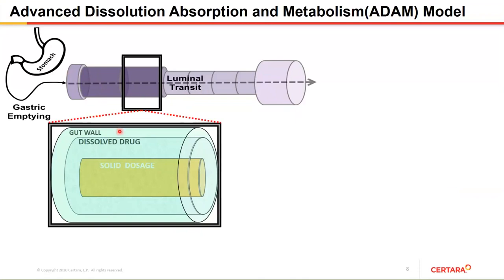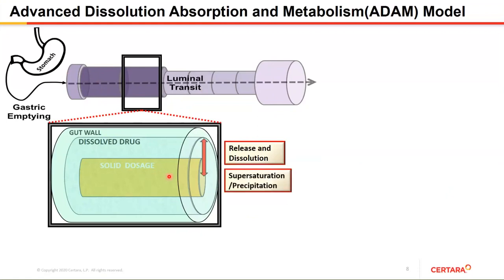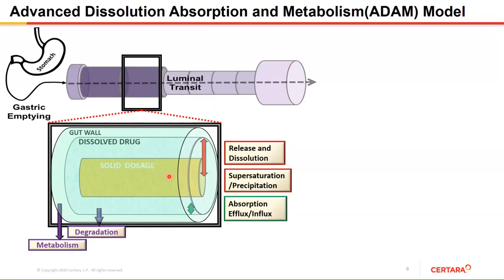So this is a unit cell of the drug release happening in the gastrointestinal tract. The drug first needs to be released from the dosage form. It then needs to be dissolved. Once it is dissolved, based on its conditions in the lumen, so based on the concentration of the drug in the bulk lumen, it can either supersaturate or precipitate. The drug is also subjected to degradation. It can be absorbed, it can be metabolized, or it can be taken up or effluxed by the transporters.